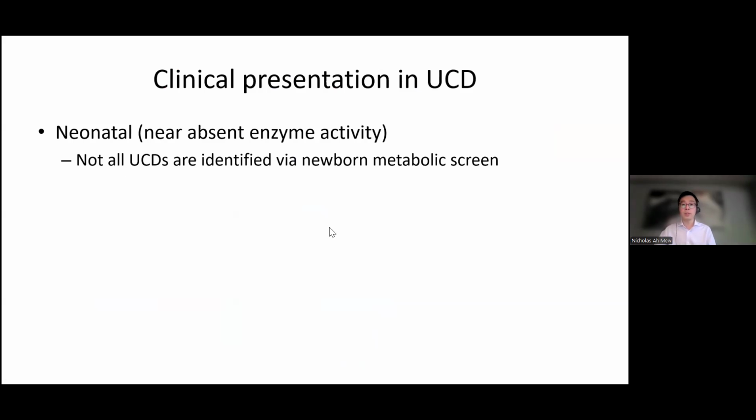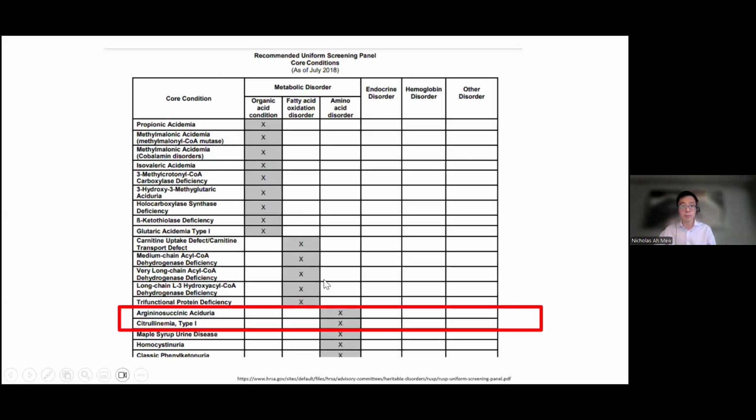But not all UCDs are identified by newborn metabolic screen. I think there's a misconception that these are all picked up, but as many of you may know, there are really only two of the canonical urea cycle disorders that are on the core RUSP, argininosuccinic aciduria and citrullinemia. So you're obviously missing the most common of these disorders, which is OTC, for instance, and some of the others are also not present and cannot be picked up by newborn screening currently.